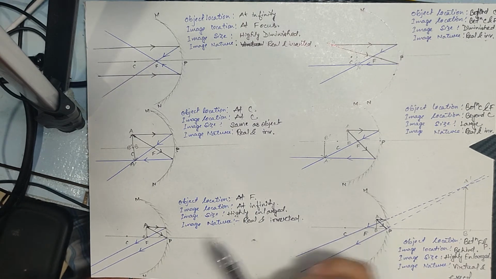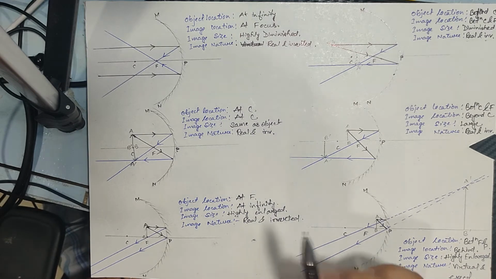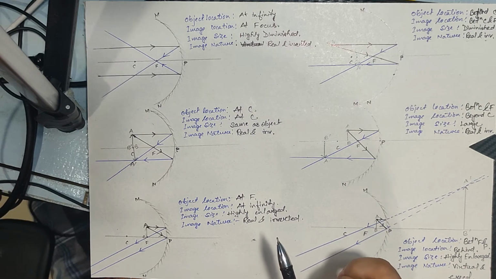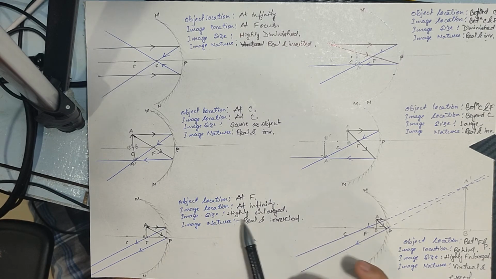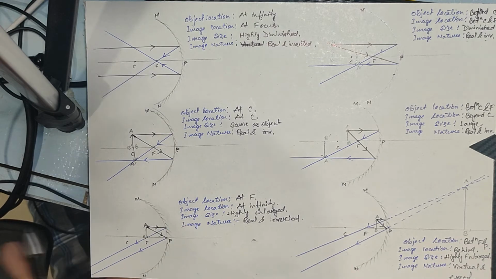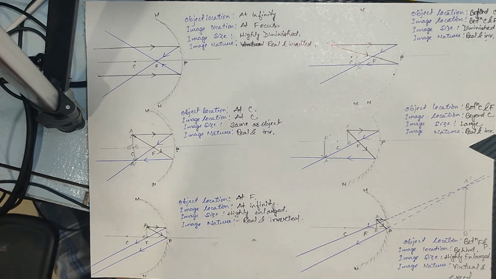And what is the size of the image? It will be a very large or very big image compared to this object. So we will write highly enlarged. What is the nature? It is also real and inverted, because it will form in front of the mirror, and it is also upside down. That's why it is real and inverted. Now we will move to the last case, that is the sixth case.